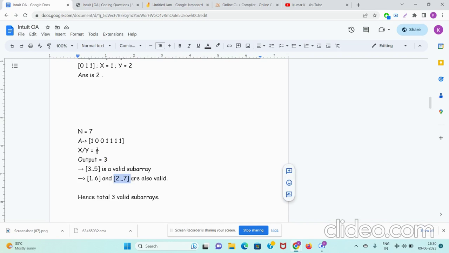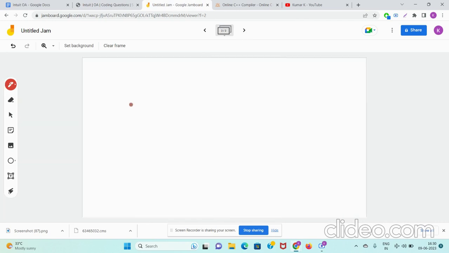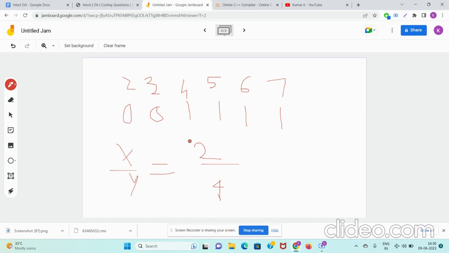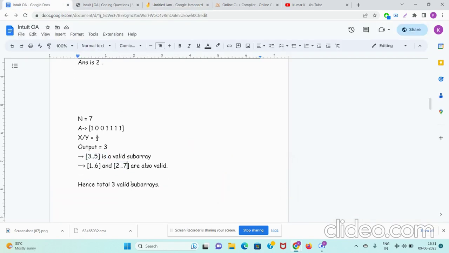And which is the third valid subarray? It is 2 to 7. It looks like this: 0, 0. This is index 2. This is index 3. 2 to 7 is also a valid subarray. Why? X by y, you try to do. You will find out that the number of zeros are 2, the number of ones are 4. 2 ones are 2, 2 twos are 4. So the answer is coming out as 1 by 2. That's it, guys. So yeah, three valid subarrays are there: 3 to 5, 1 to 6, 2 to 7, and hence the answer is 3.